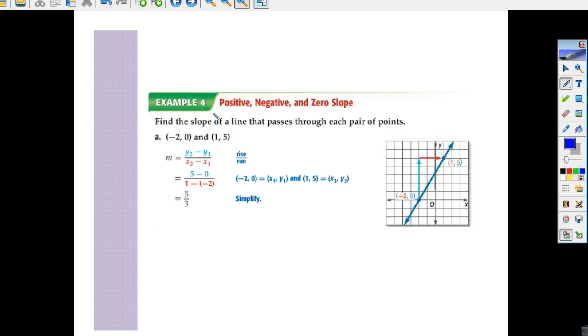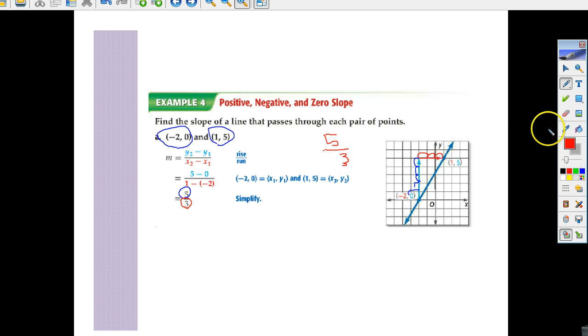Alright, here's an example. Find the slope of a line that passes through each pair of points. So here are your 2 pairs of points. Okay, and you're going to do y2 minus y1 over x2 minus x1. So again, if you have a graph and you graph it, you can just find those 2 points and count how many you rise. So that's 1, 2, 3, 4, 5. That's why you have 5 on the top here. And then you have how many you ran: 1, 2, 3. So you ran 3. So you have 5/3. So that's your slope. 5/3 is your slope.